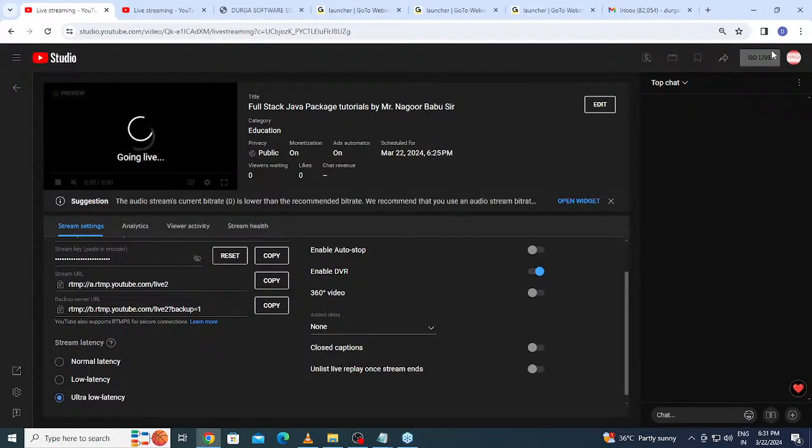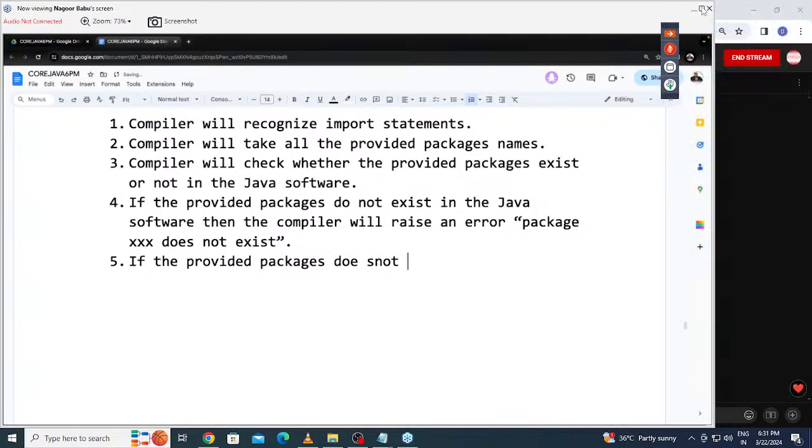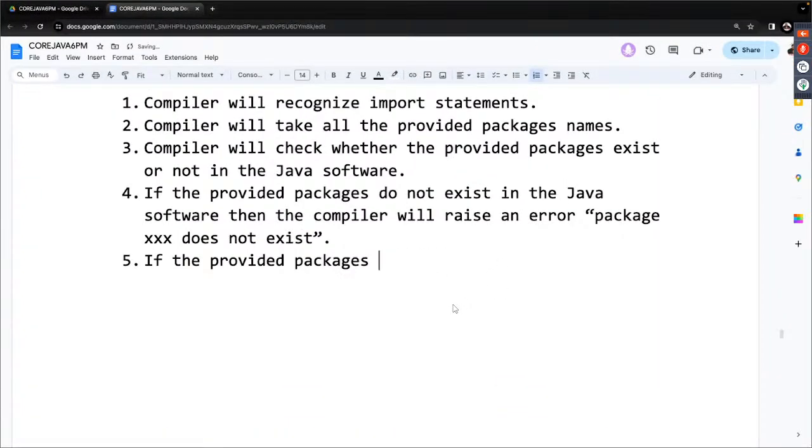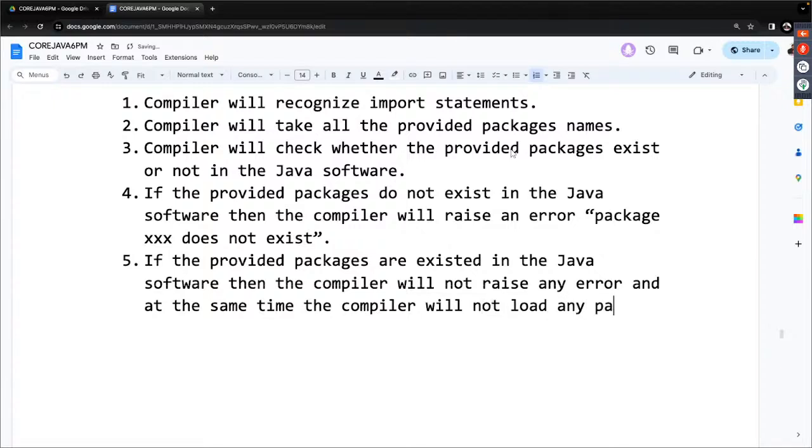Itself deviation is available. If the provided packages do not exist, then the compiler will raise an error. If the packages are available in the provided Java software, then the compiler will not raise any error. And at the same time, the compiler will not load any package content to the memory.